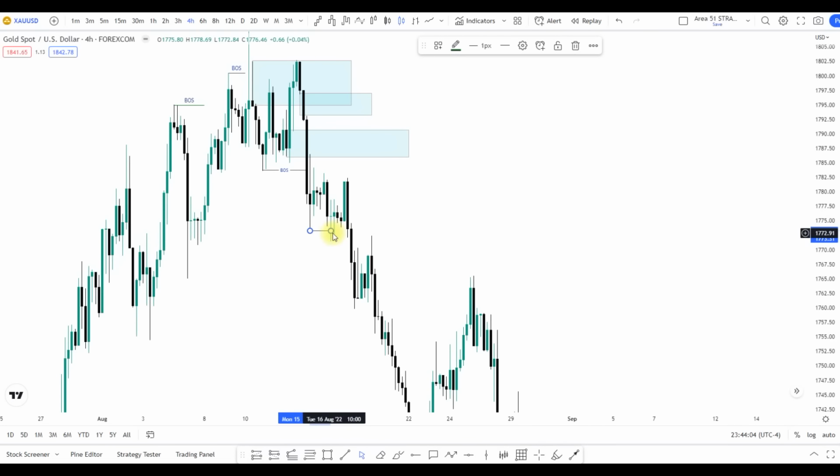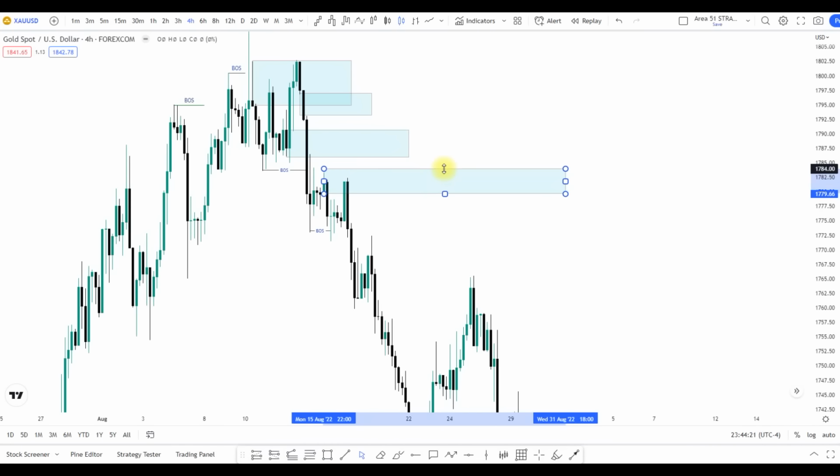So once we have another break of structure here, what we're looking for is another supply zone. Where was the last up candle before this down move taking over this little demand here? Okay, it was this one right here. All right, let me just mark it right there.